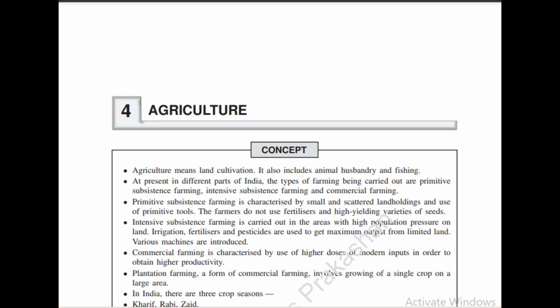Let's start with page 1 under concepts. The first concept is agriculture means land cultivation, which means cultivation of land. It also includes animal husbandry and fishing. Number 2, at present, in different parts of India, the types of farming being carried out are 1. Primitive subsistence farming, 2. Intensive subsistence farming, and 3. Commercial farming.